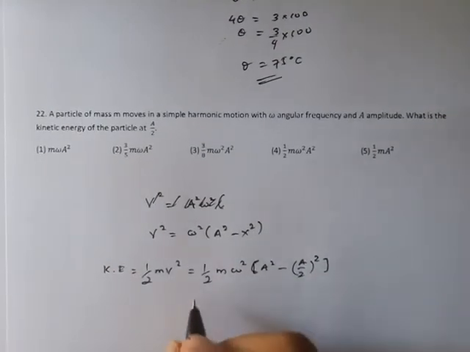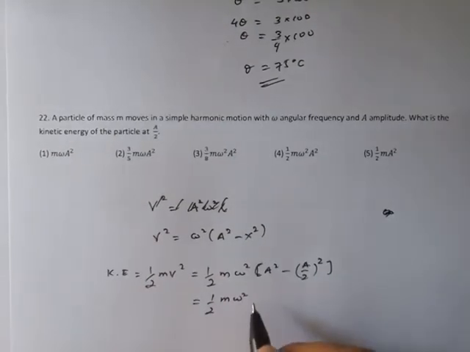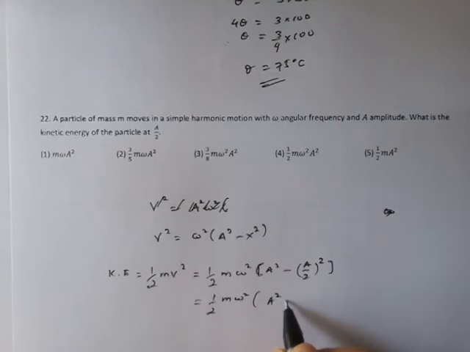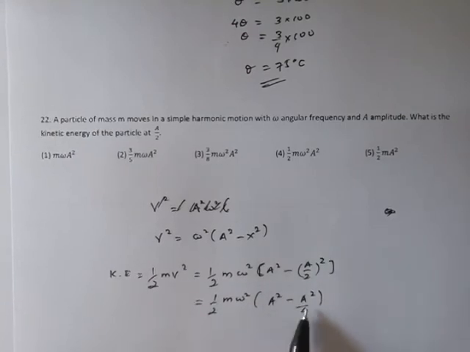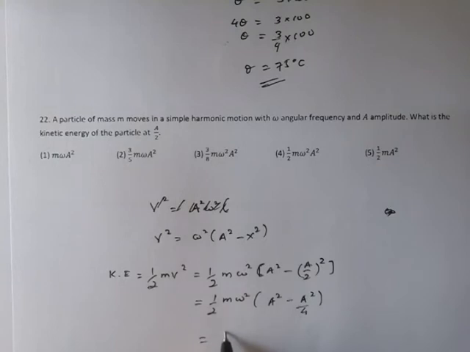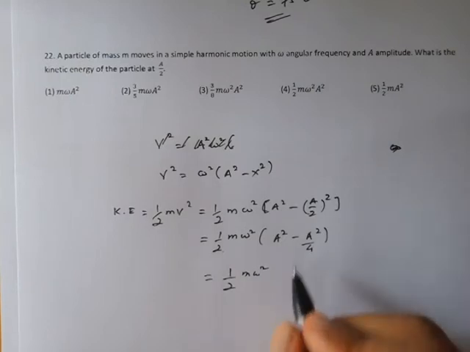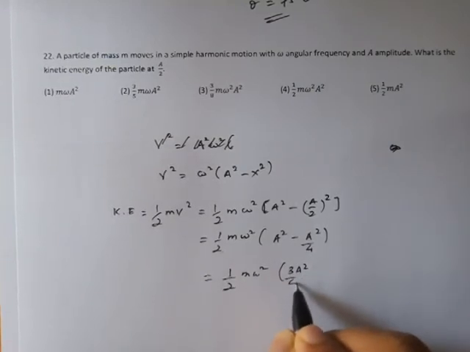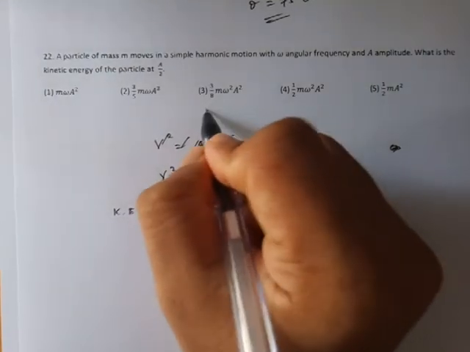So let's simplify this equation. So we get 1 over 2 m omega squared times a squared minus a squared over 4. If you take the common denominator 4, so 4a squared minus a squared, 3a squared over 4. So we get 1 over 2 m omega squared times 3a squared over 4. So we get 3 over 8 m omega squared a squared. So the answer is the third one.